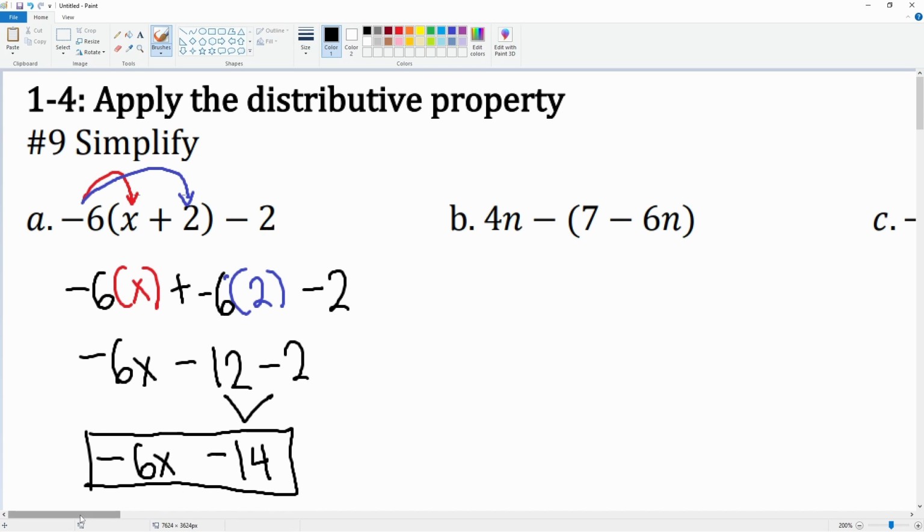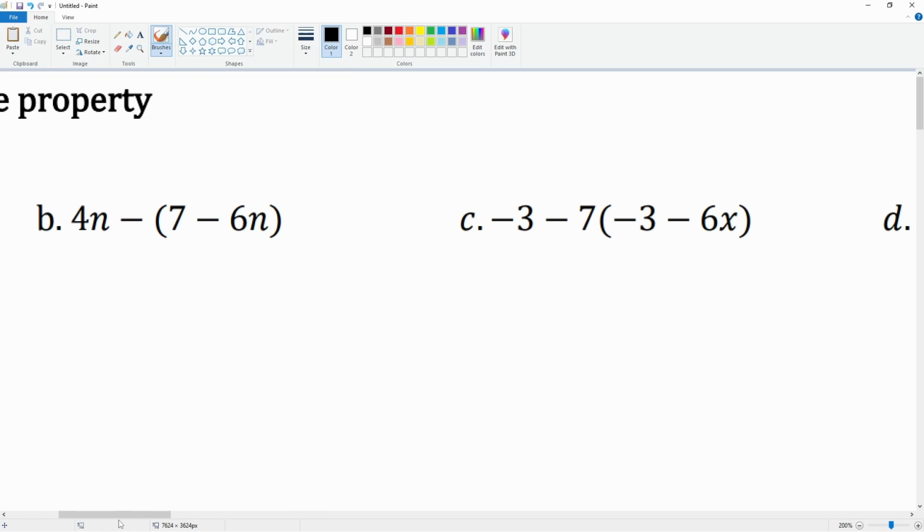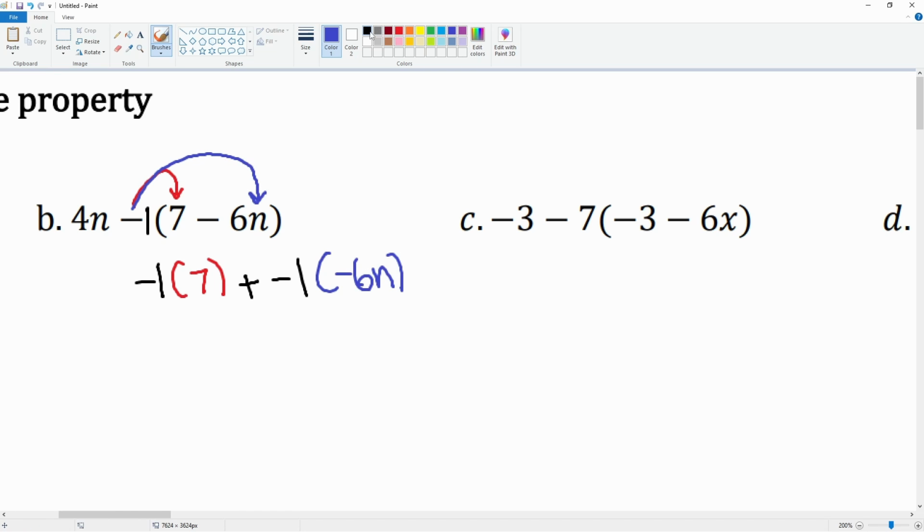Let's look at B. Okay. There is a -1 in front of the parentheses that we're going to distribute. So the -1 is going to be multiplied to that 7. So this is what it would look like. Bring down the addition symbol. The -1 is going to be now multiplied into the -6n. Okay. Then we bring down the 4n as normal because nothing happens to it.